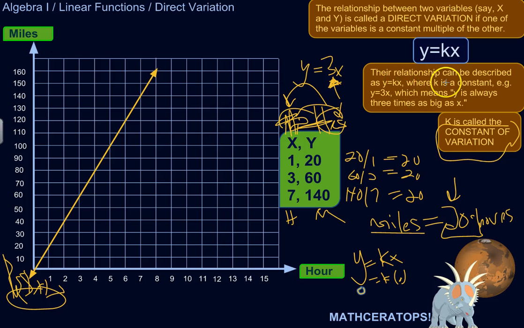y equals kx, where k is a constant. That is called a direct variation, and the way it's said in our language or written in a textbook, it might be like y varies directly as x. Sounds a little strange, but this is what they're talking about.